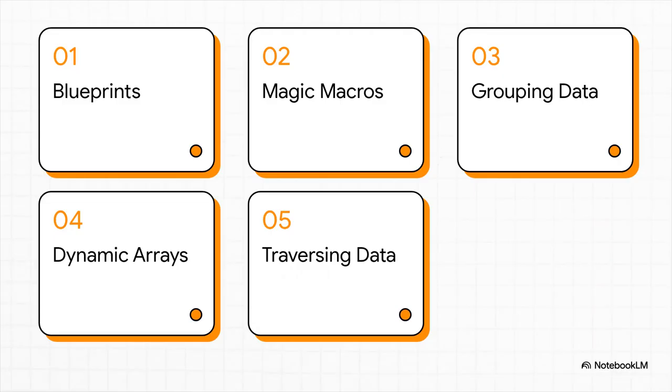Here's our syllabus for today's explainer. We're looking at a clear, progressive journey, starting with blueprints in exercise 00, moving into magic macros for 01 and 02, grouping data in 03, tackling dynamic arrays in 04, and finishing up with traversing data in exercise 05. All right, let's get started.